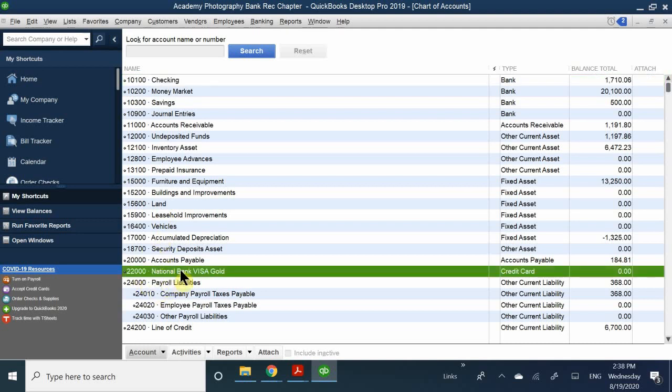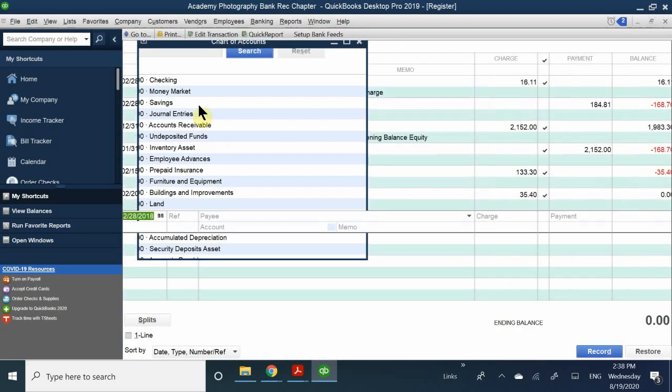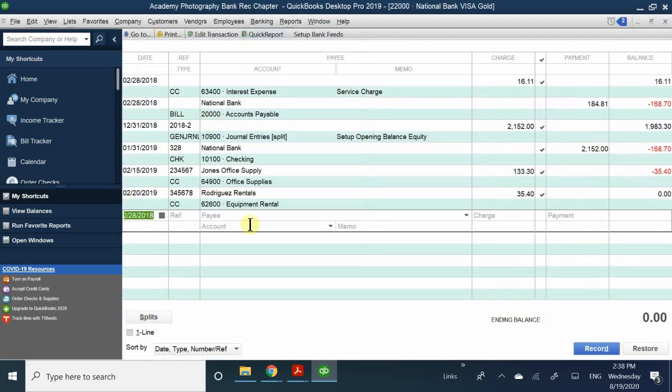our National Bank Visa credit card. We're going to double click it and it's going to pop up our register. And here it's the same thing. It's going to give us all of our transactions that occur and the amount that you owe, which is the $184.